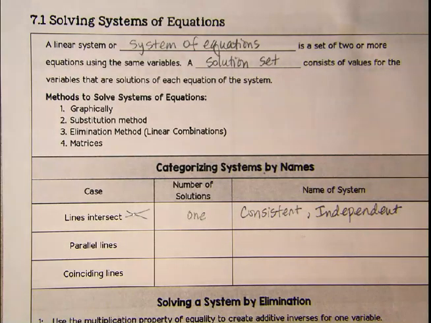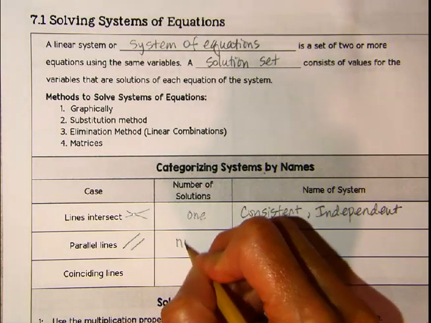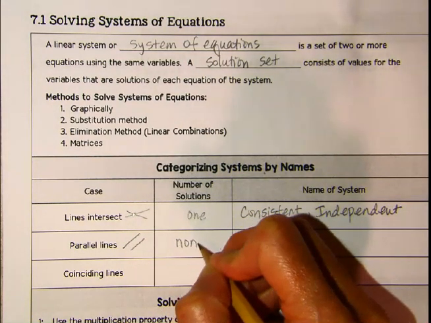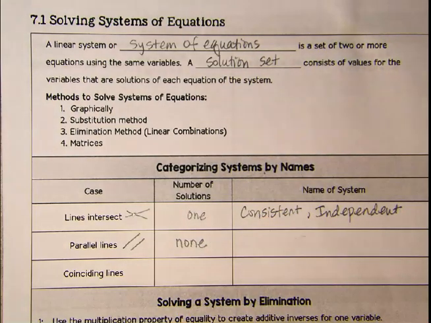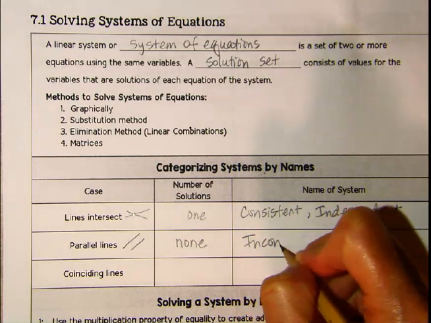Parallel lines, on the other hand, you know what they look like. They look like this. They don't cross at all. So there's no solution. This one's inconsistent because it doesn't cross at all.